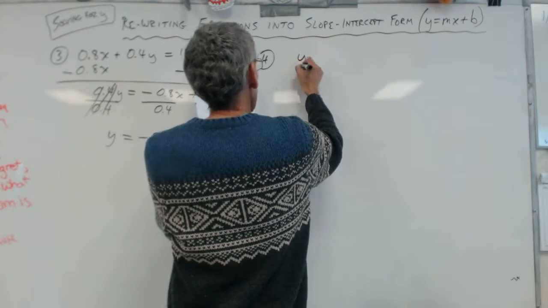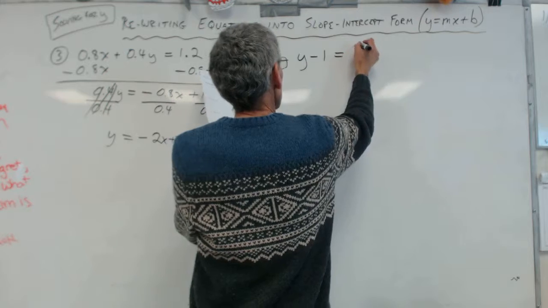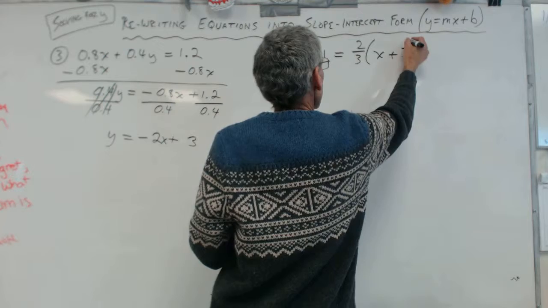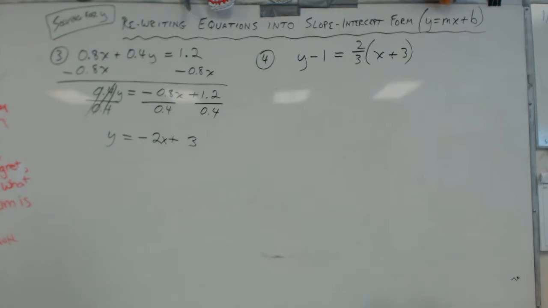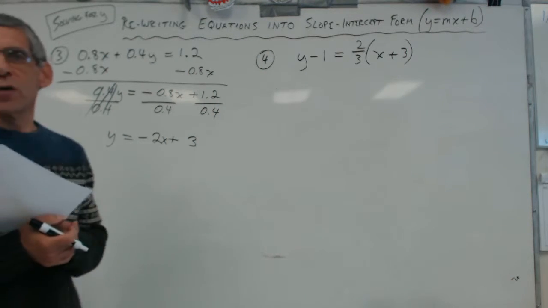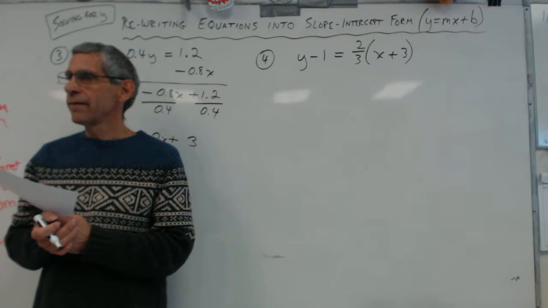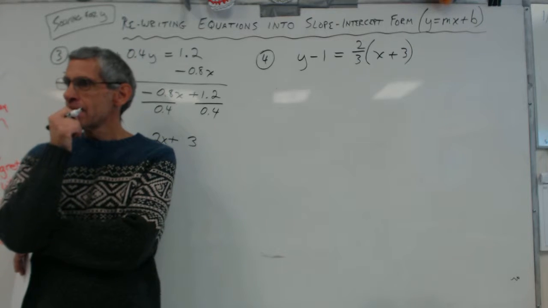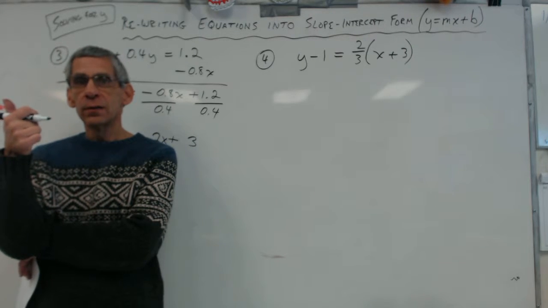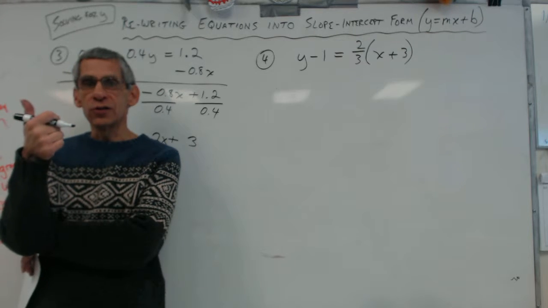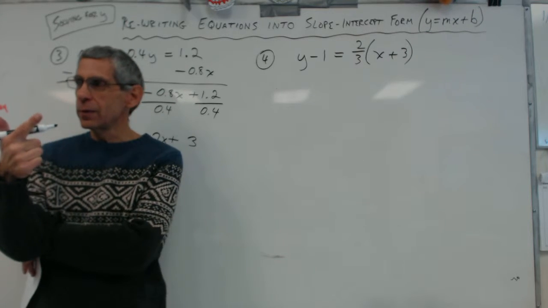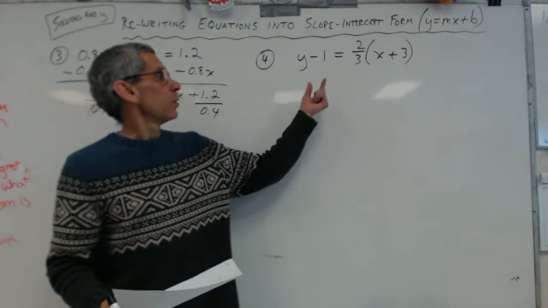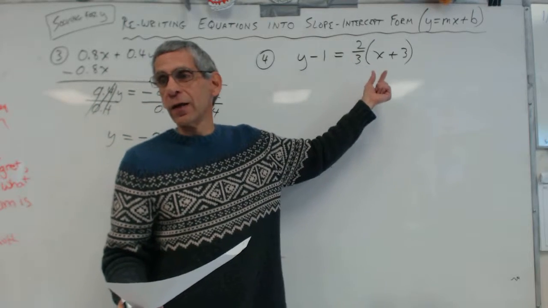So here we go. y minus 1 is equal to 2/3 x plus 3. All right. Wait, that's easy. What form is that actually written in? Does anybody remember? Is it standard? No. We have 3 different ones. There's slope intercept, there's standard form, and then there's point slope. So remember, y minus y1 is equal to m times x minus x1.